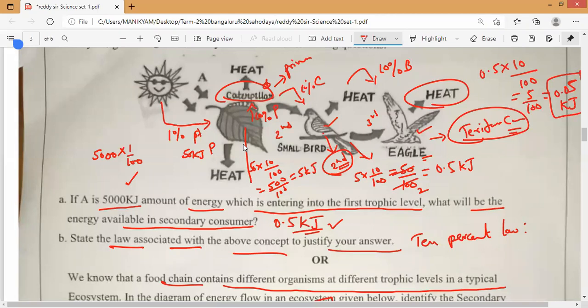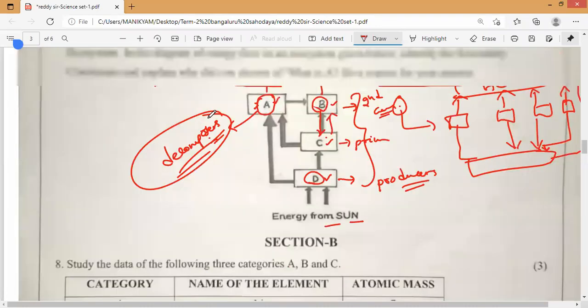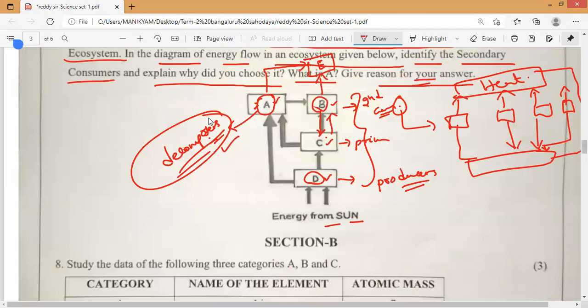For example, take this caterpillar. Humans cannot eat caterpillar, but they can eat bird and eagle, so we also come as high level consumers. We can eat leaf also, but we cannot eat caterpillar, that is why we cannot say it is the tertiary consumer. So all can be decomposed by one only. That is microorganisms, so that is why we can say A is the decomposers. Understand, Aishwarya? Yes, sir. But they have not given an arrow for option B.